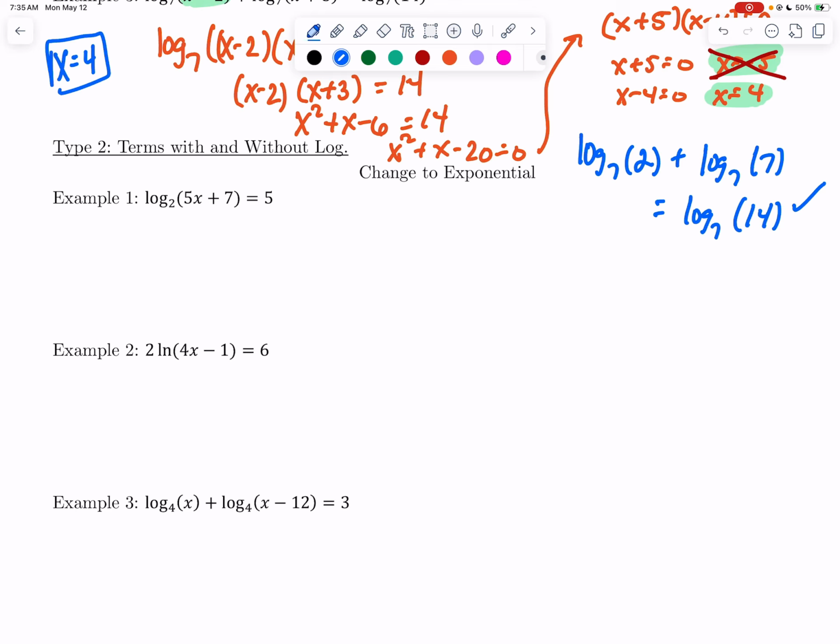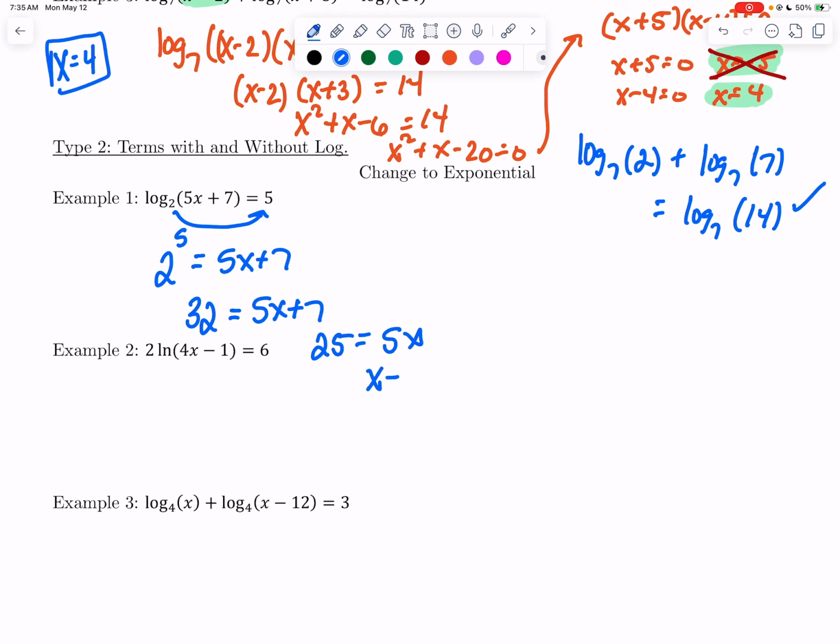Now remember, to change this to an exponential, we are going to have my logarithmic base be my exponential base. So this is going to be 2. My answer is going to be my power, so this is going to be 2 to the 5th is equal to 5x plus 7. So then we have 32 is equal to 5x plus 7. 25 is equal to 5x. X is equal to 5.